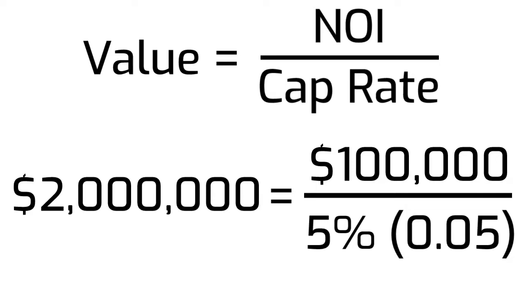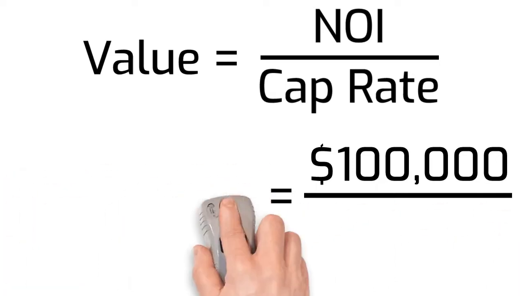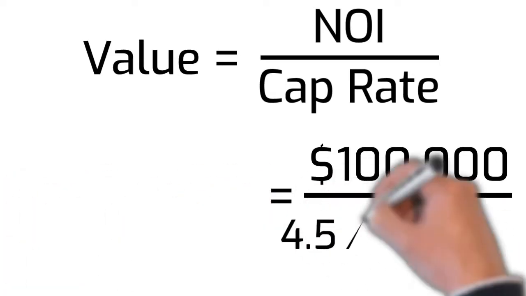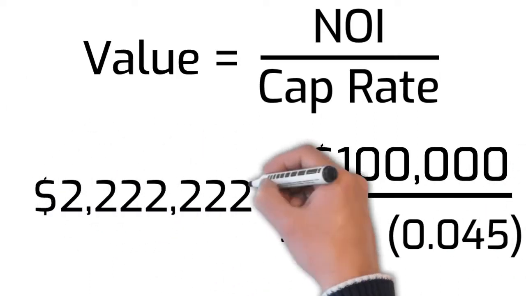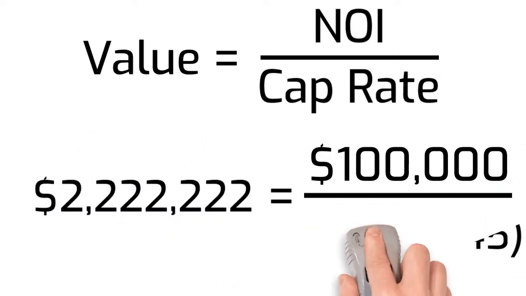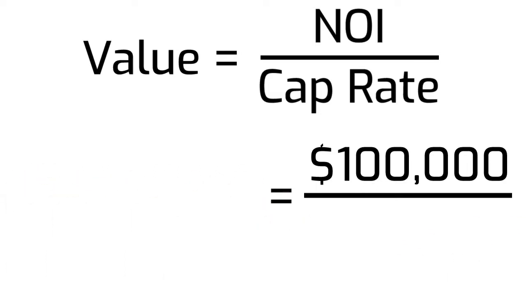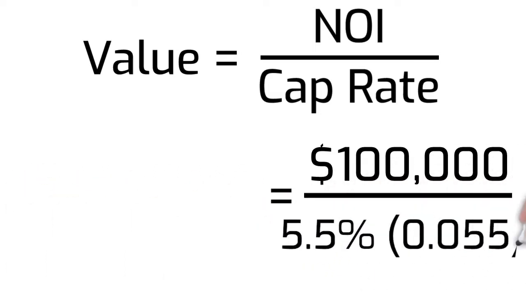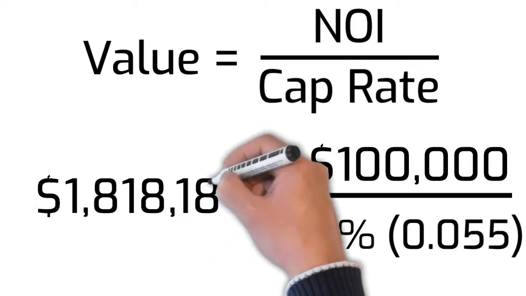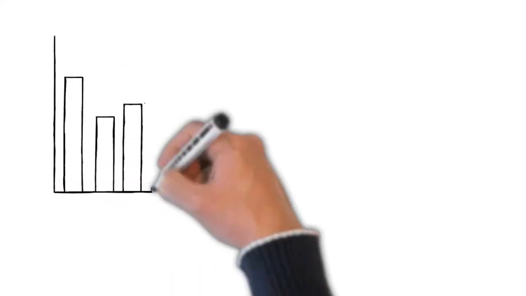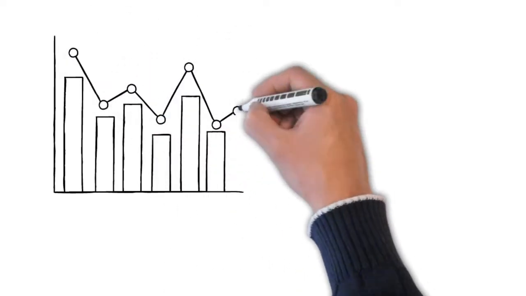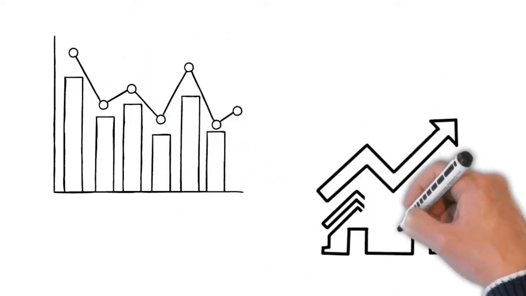Now let's say over the year the market has gotten hotter and the cap rate has decreased to 4.5%. The property is now worth just over $2.2 million. What if the market cooled off and the cap rate is now 5.5%? The value is now decreased to just over $1.8 million. In a hot market, cap rates compress, which is great for sellers as their property's value increases without any effort.